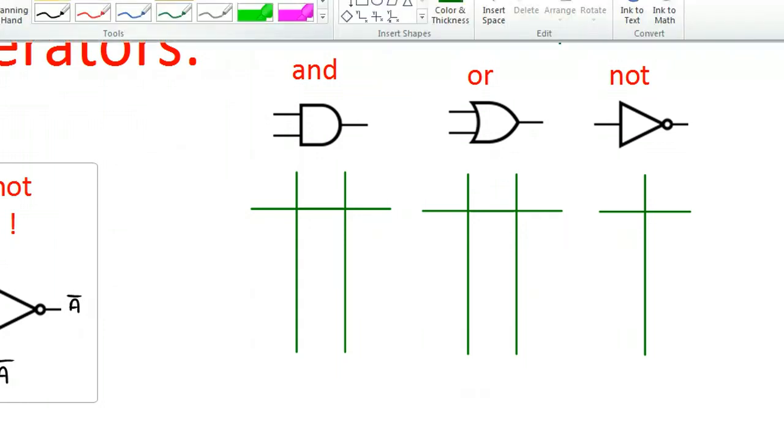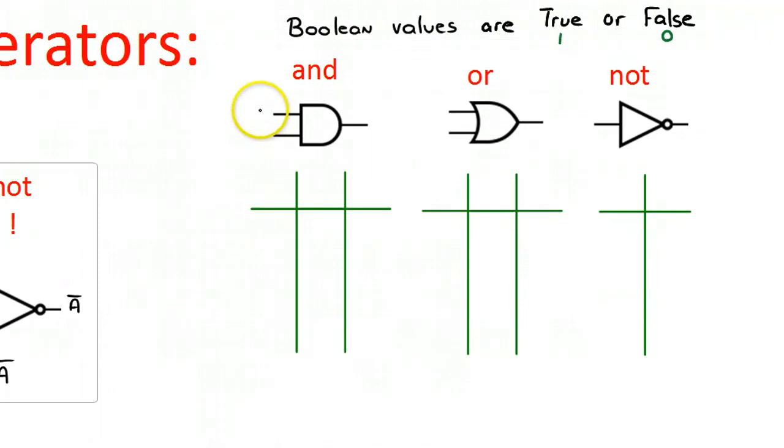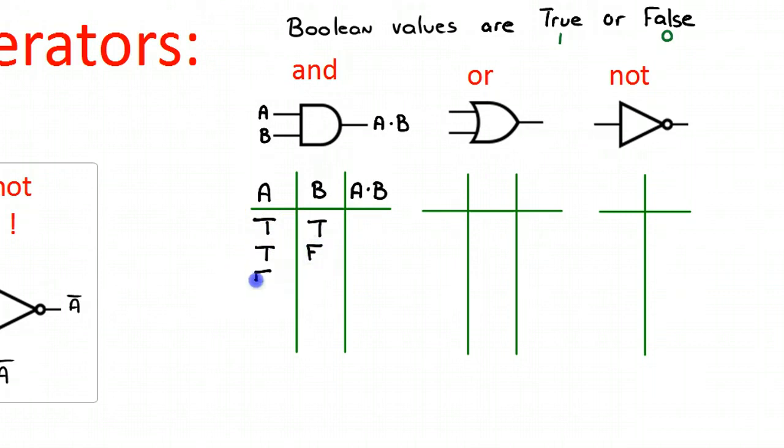So for the first gate here, we're going to imagine this input is A and this input's B, and the output, like I said, is going to be A and B. So in this truth table, we're going to give A, B, and we're going to say A and B. And now what I want to do is try and imagine all the possible combinations of A and B, given their Boolean values. So we could have true, true. We could have true, false. We could have false, true. We could have false, false.